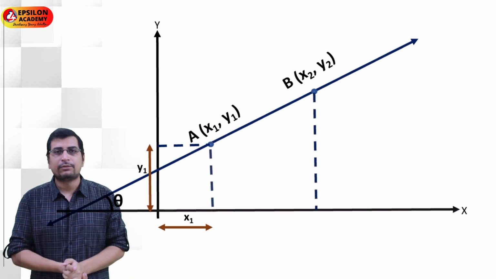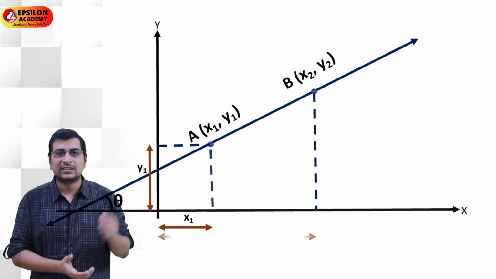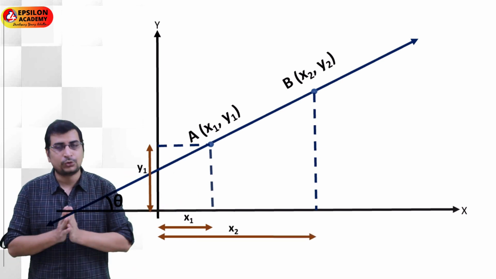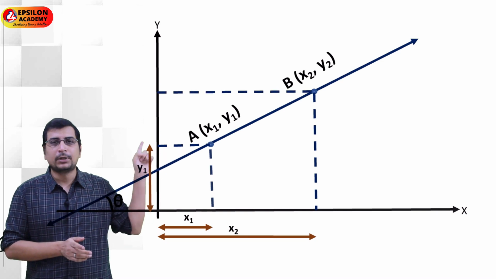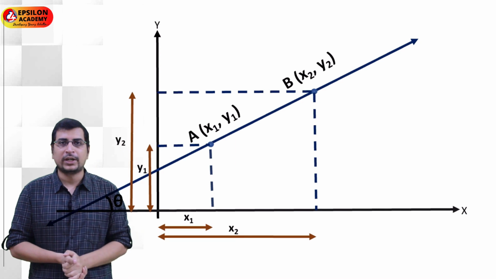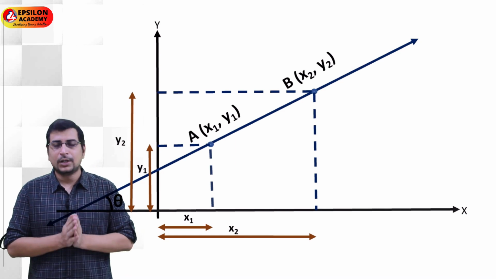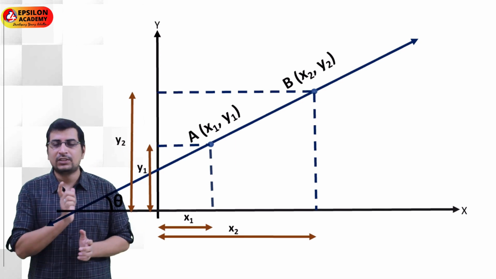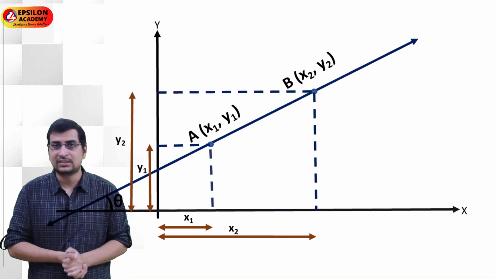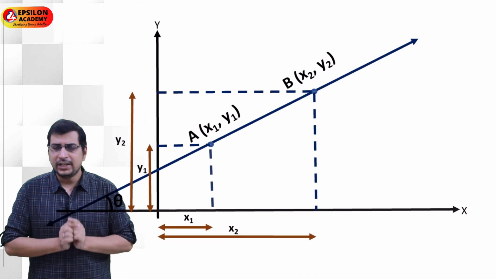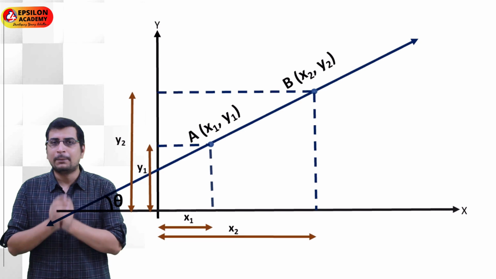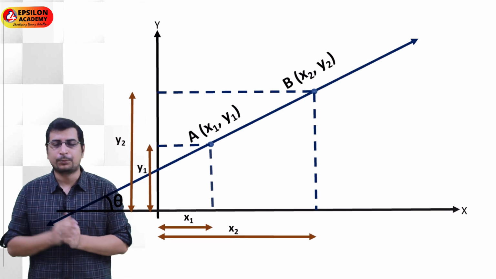Similarly, from the point B, if I drop a perpendicular onto the x-axis, the distance from origin to the foot of the perpendicular from point B is x2. From B, if I drop a perpendicular onto the y-axis, the distance from the origin to the foot of the perpendicular on the y-axis is y2. Now, if you observe, you have the distances x1, x2, y1 and y2 on the x and the y-axis respectively. We need to take all these distances into consideration and try to derive a mathematical expression for slope.